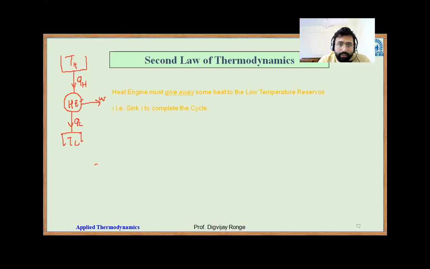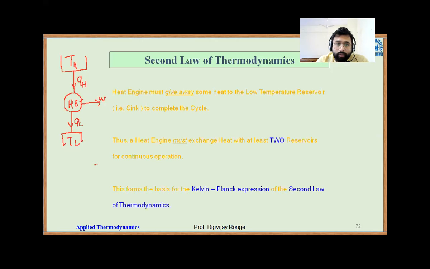So heat engines must give away some heat to the low temperature reservoir, that is the sink, to complete the cycle. Thus, a heat engine must exchange heat with at least two reservoirs for continuous operation. And this forms the basics for the Kelvin-Planck statement. How it works, we'll see in the next lecture.